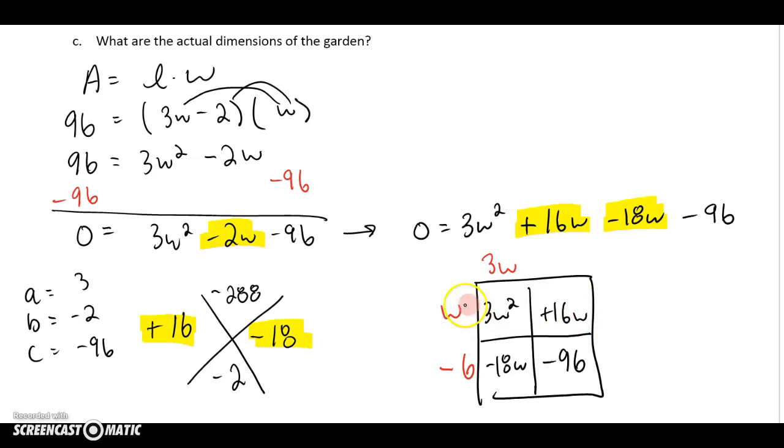All right, looking up here, what needs to go up here? W times what makes 16w? Well, I'm pretty sure that's 16 there. All right, 16 times w is 16w. So last question is, does 16 times -6, do a check. Does 16 times -6 equal -96? Yes, it does. All right, so what that then does, I'm going to take this and move it over, because I'm going to run out of room here.